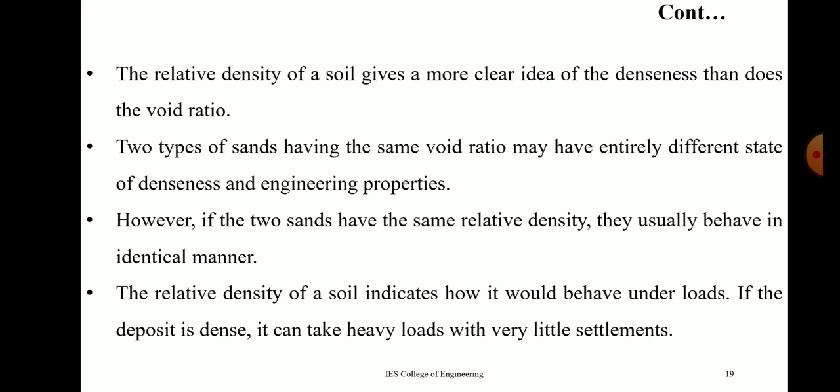The relative density of a soil gives a more clear idea of the denseness than does the void ratio. Two types of sands having the same void ratio may have entirely different states of denseness and engineering properties. However, if the two sands have the same relative density, they usually behave in an identical manner. The relative density of a soil indicates how it would behave under loads. If the deposit is dense, it can take heavy loads with very little settlement.